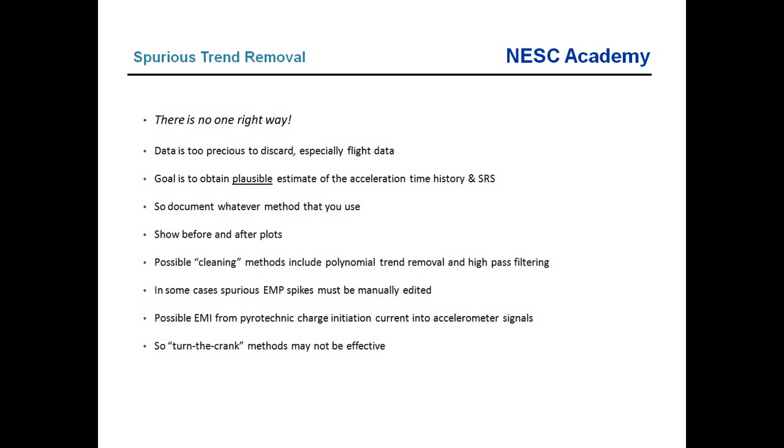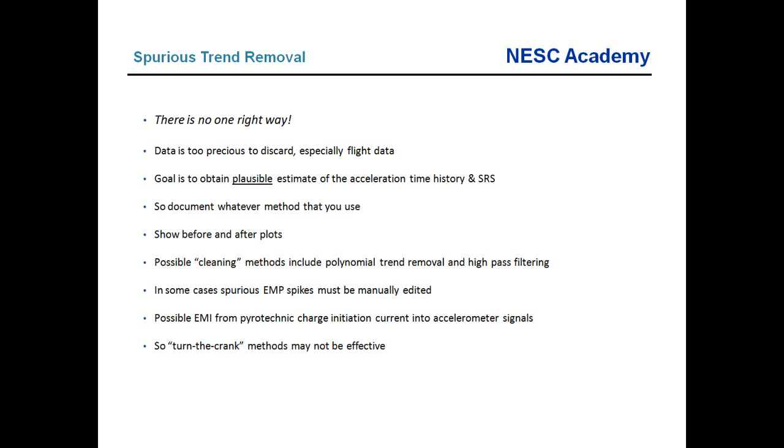And I think, as I mentioned earlier, there could be electromagnetic interference or electromagnetic pulse spikes that have to be manually edited out. And these could happen, for example, if there's a cable delivering current to the initiator for that pyrotechnic charge, and that cable is running maybe parallel with the accelerometer cable, or the accelerometer cable doesn't have the proper shielding. There could be some interference that could show up in that accelerometer data.